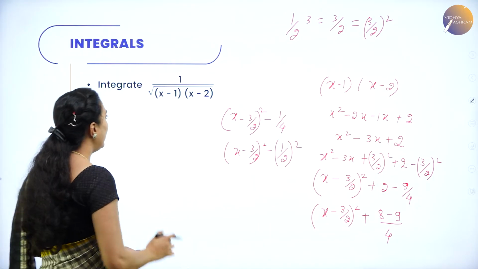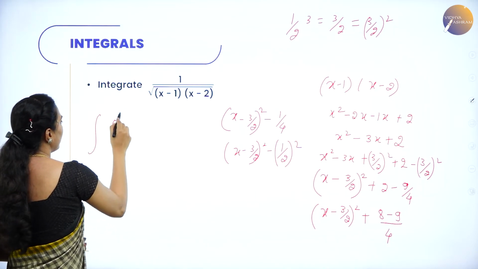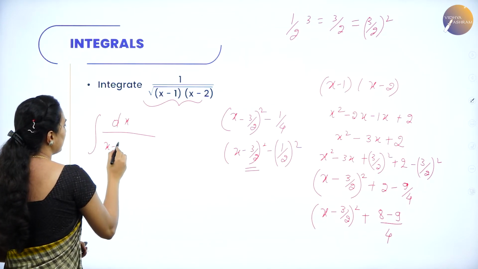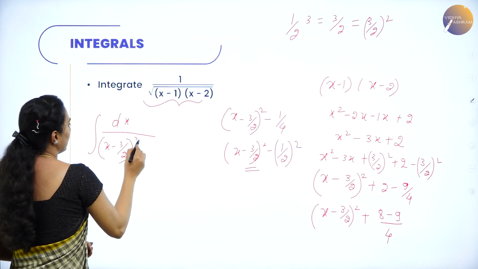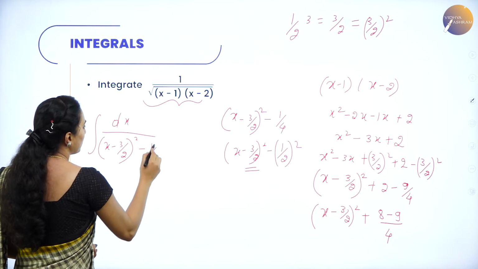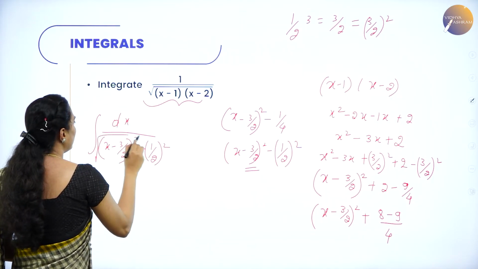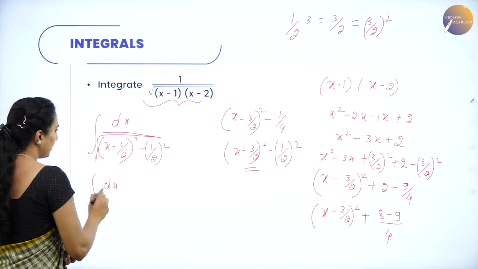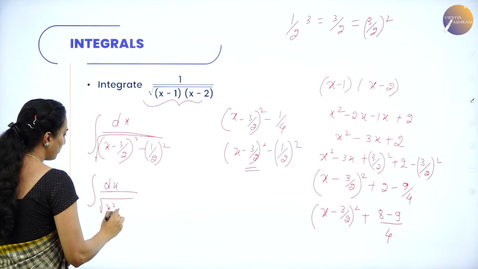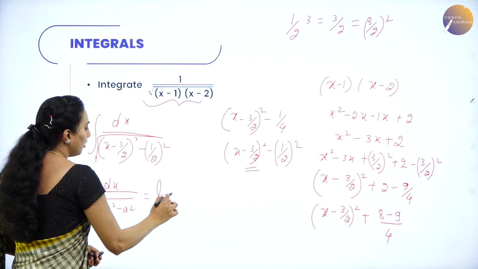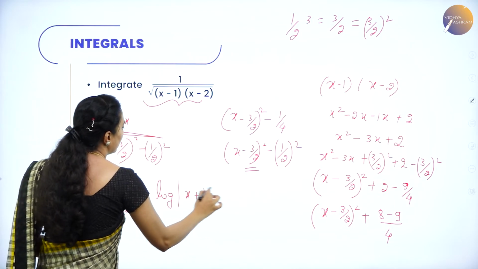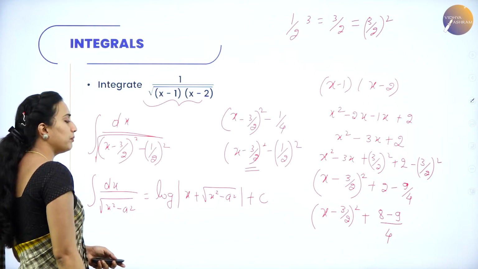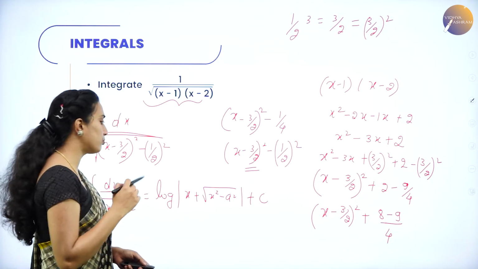So therefore, writing this in terms of the integral of dx divided by this, I have reduced it to the form of (x minus 3 by 2) whole squared minus (1 by 2) whole squared, under the root. Be careful here. The integral of dx divided by under the root x squared minus a squared is given by log of modulus of x plus under the root of x squared minus a squared plus c. So x replaces x minus 3 by 2 and a replaces 1 by 2.